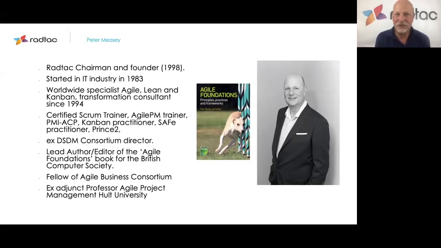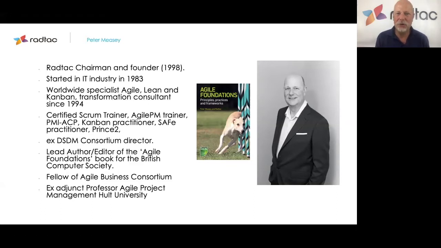I'm a worldwide specialist in Agile, Lean, Kanban, all that sort of good stuff, certified in all sorts of different things. One of the things I'm certified in is Scrum. I'm a certified Scrum trainer. So talking about Scrum Master capability, amazing Scrum Masters, it's the sort of thing I do every day as a certified Scrum trainer. I used to be a director of a not-for-profit called the DSDM Consortium, what is now known as the Agile Business Consortium. So yeah, contributing a bit back to the environment there.